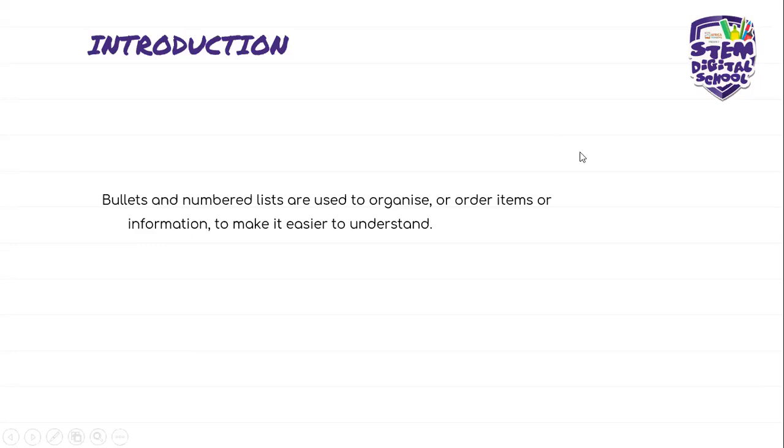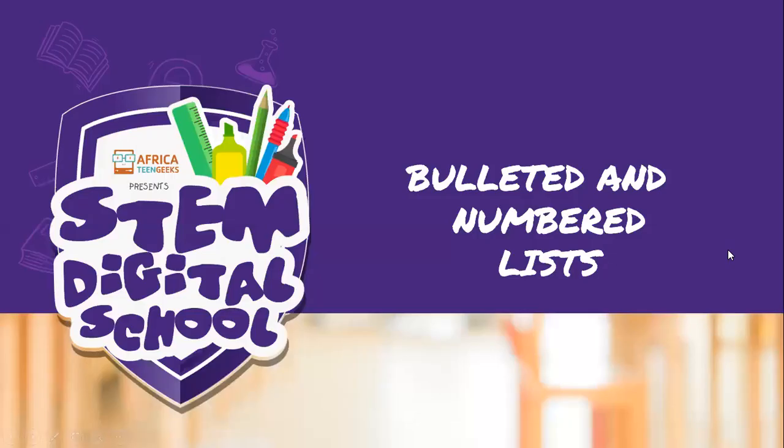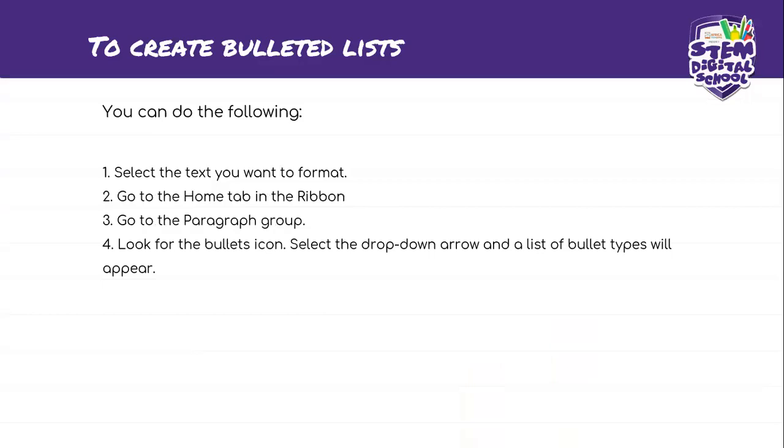Now, the bulleted and numbered list. Let me open a Word document just to show you how bullets look in Microsoft Word. How do they look?